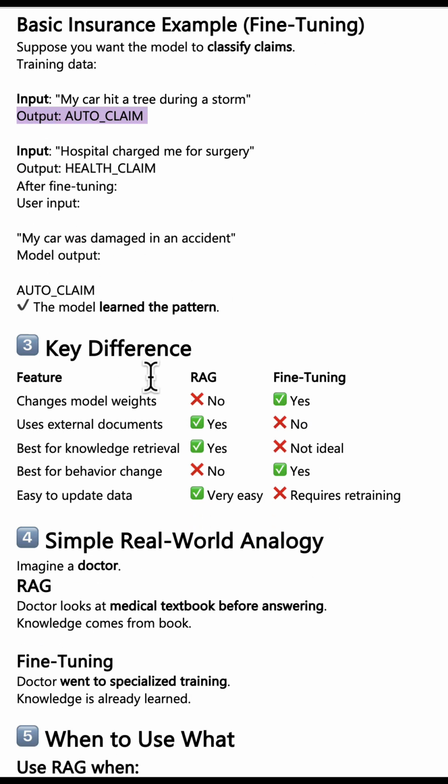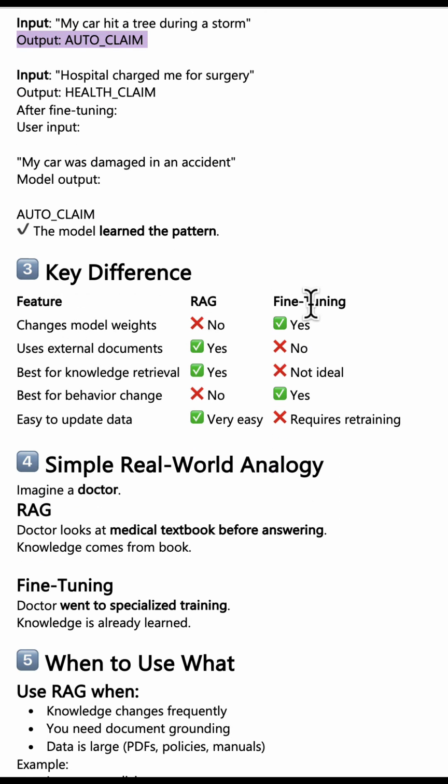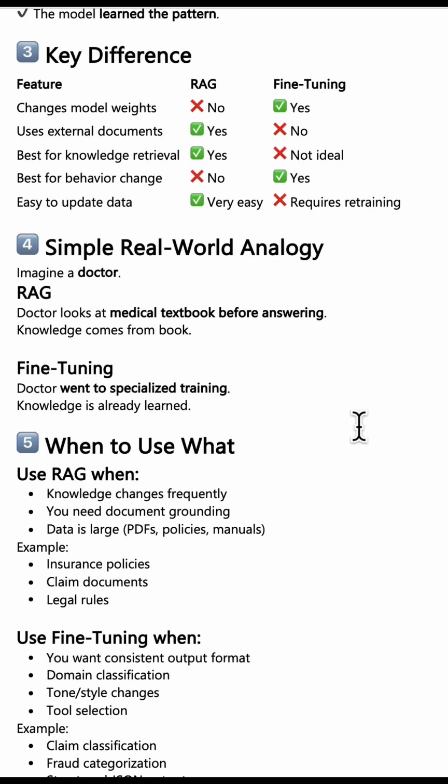The key difference between RAG and fine-tuning is that fine-tuning changes the model weights. RAG uses external documents; fine-tuning doesn't. RAG is best for knowledge retrieval; fine-tuning is best for behavioral change. It is easy to update data in RAG, and fine-tuning needs retraining of the model every time.